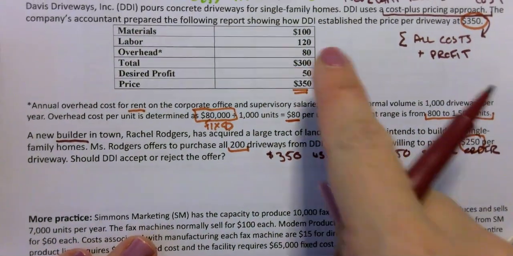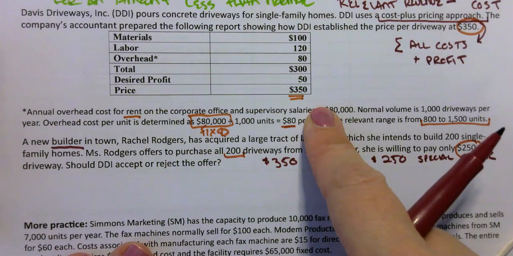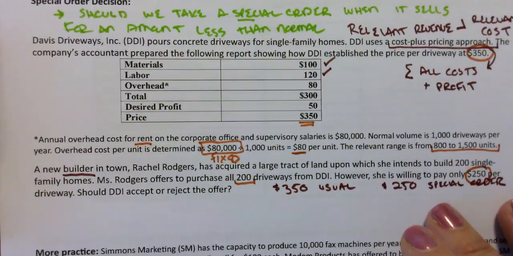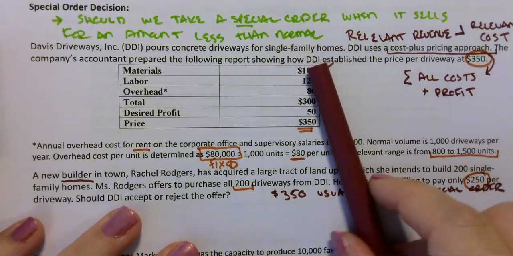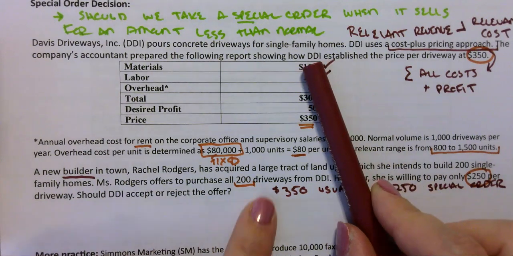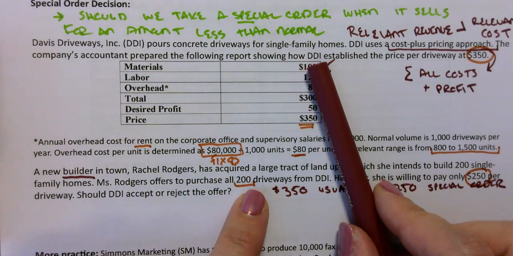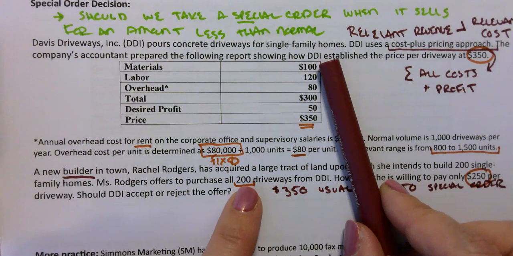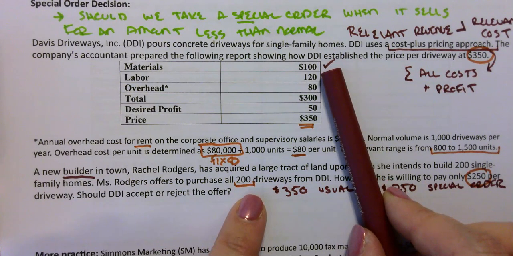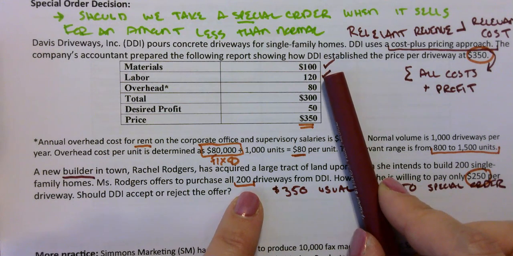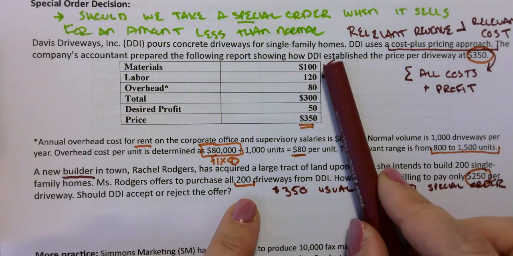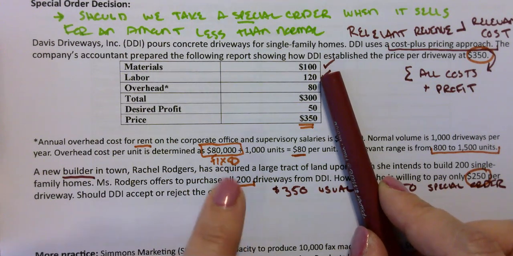Well, let's go back up here and figure out what's relevant and irrelevant in this decision. I think it might actually be easier if we think about it in terms of what can be avoided and what cannot be avoided. So let's come back up here to our materials. If DDI says, no, we're not going to sell it to you, Ms. Rogers, are they going to avoid having to pay for materials for those 200 driveways? Yeah, they're not going to have to pay for those materials. Are they going to avoid paying the labor, $120 per driveway? Yeah, they don't have to pay for it. They can avoid it by not choosing to make these driveways.